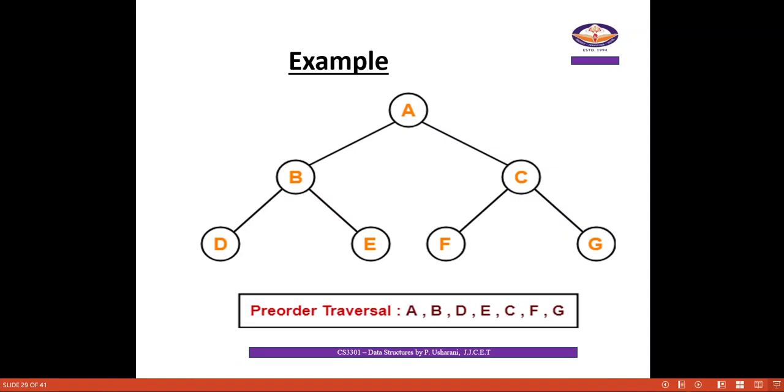For example, consider this tree structure first. We have to consider the root node, then consider the left subtree. Here B is the parent node, then the left child and right child. Similarly for the right subtree, C is the parent, F is the left child, and G is the right child.